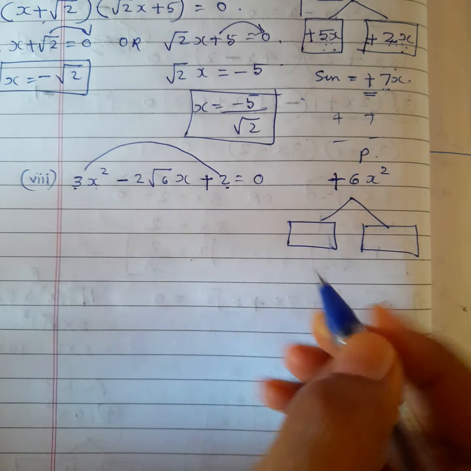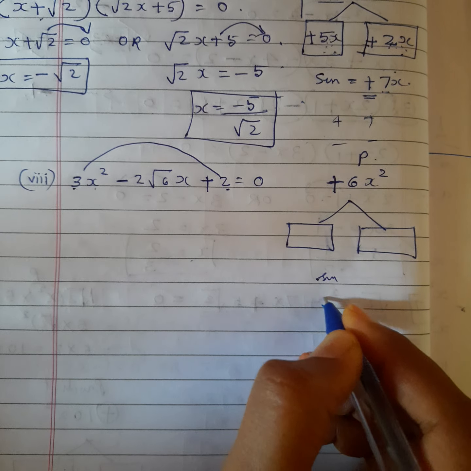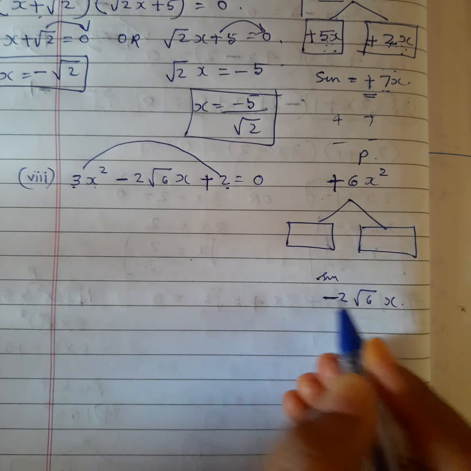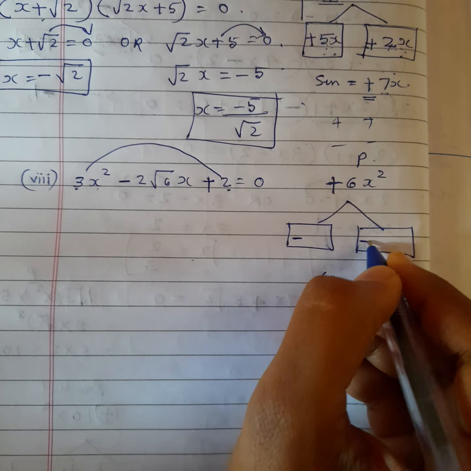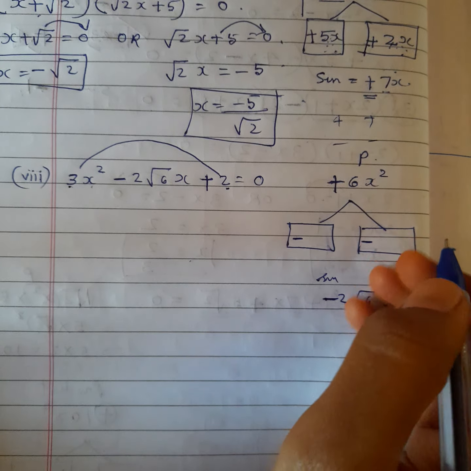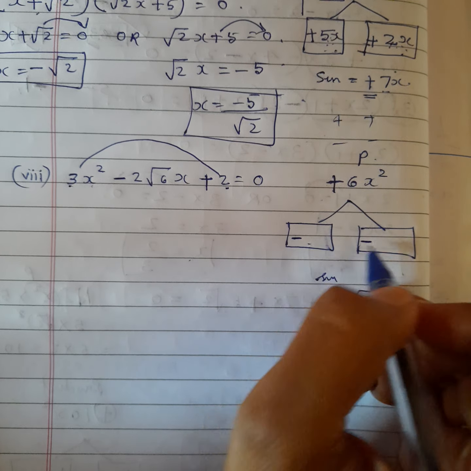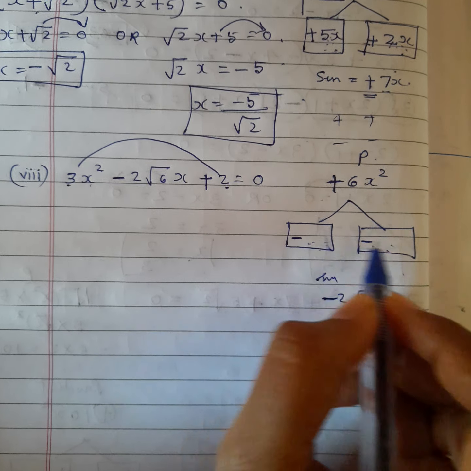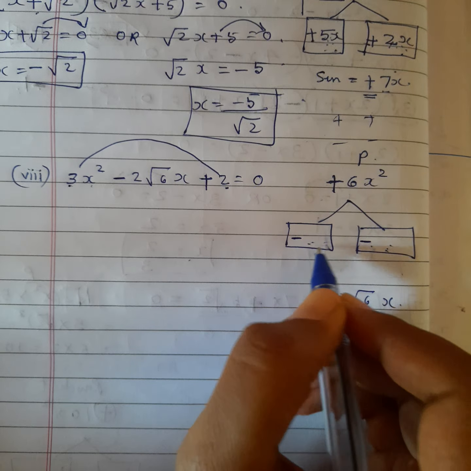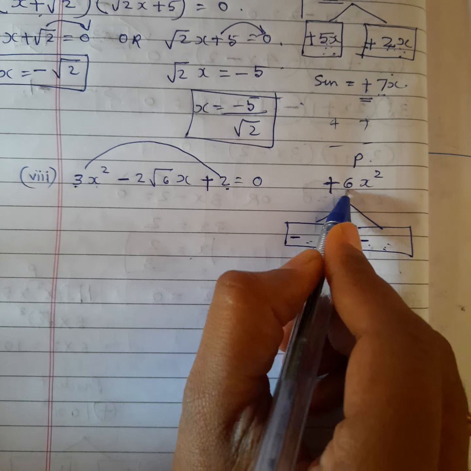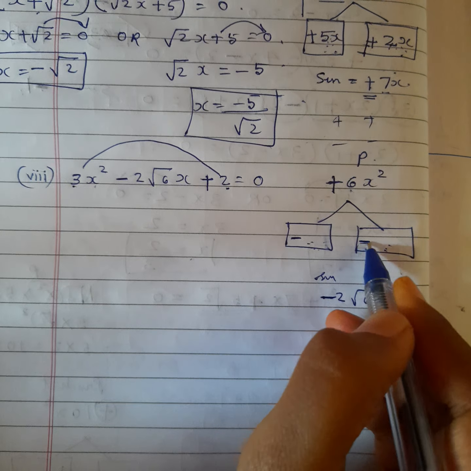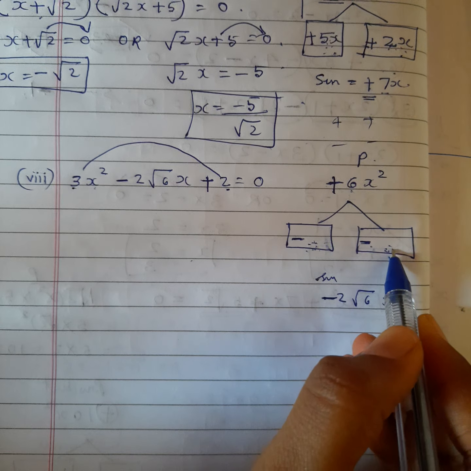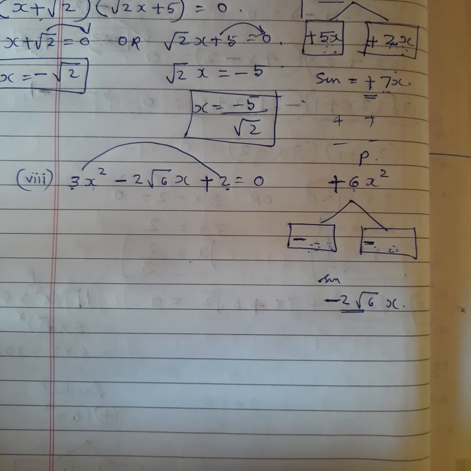Here the middle term is negative 2√6x. So the middle sign is negative, so we will take negative and negative in this. Now how to decide the factors here? We should find numbers such that by multiplying two numbers we get product 6, and since both signs are negative, by adding those numbers we should get 2√6.